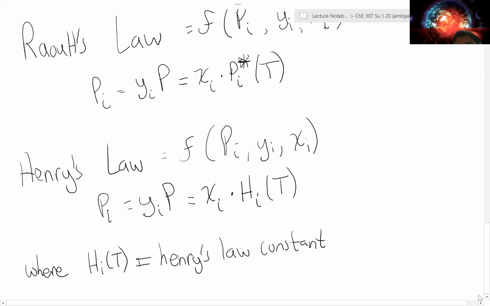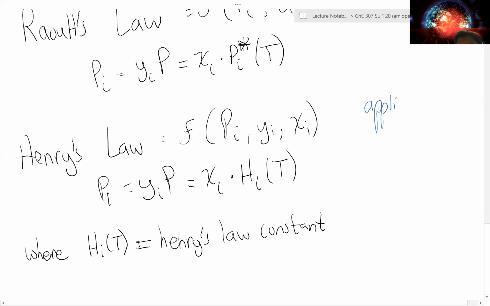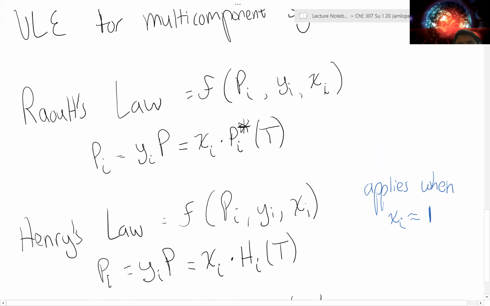And Henry's law applies, here I'm going to use a different color. When the composition in the liquid phase is close to 1. So when you're looking at systems or components that are high in a certain species, we rely more on Henry's law. And we use Raoult's law when we're looking at more dilute substances.